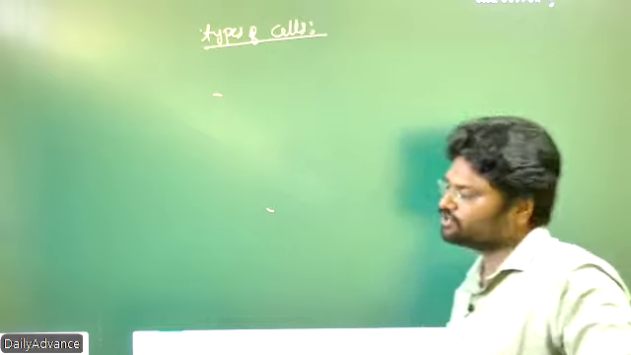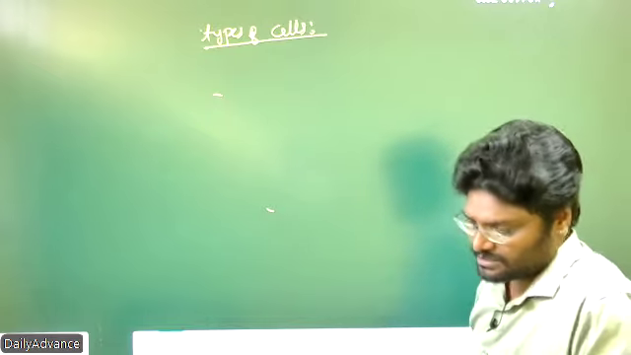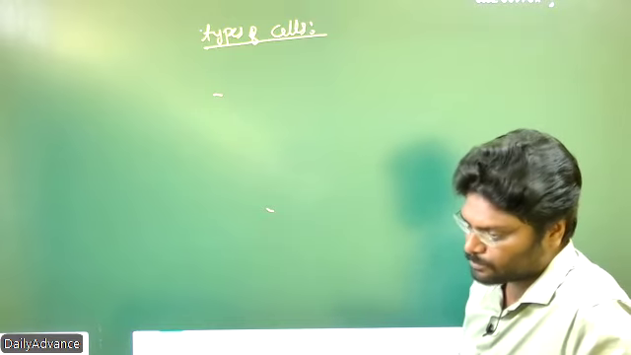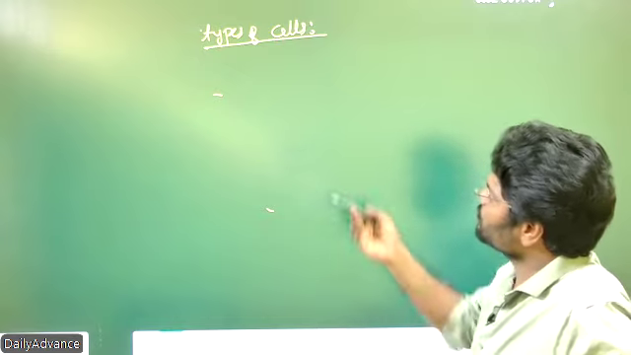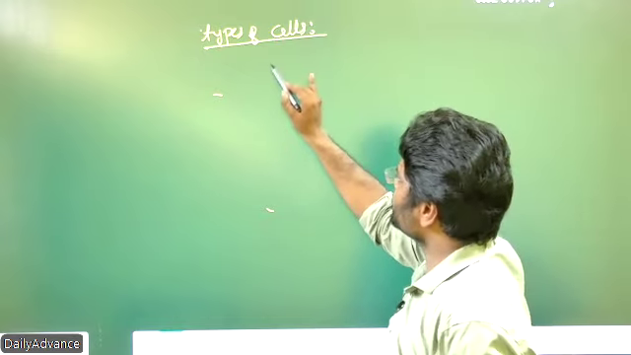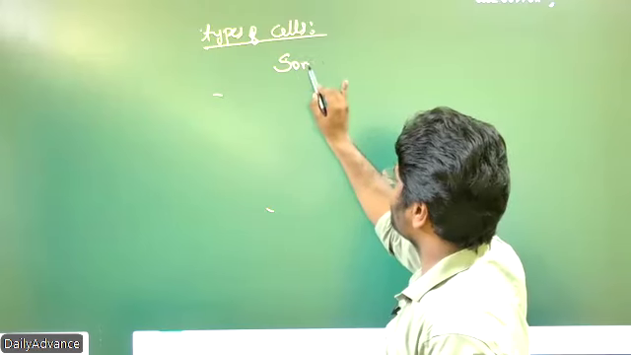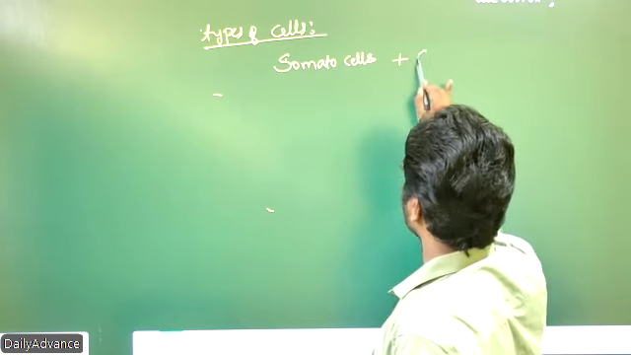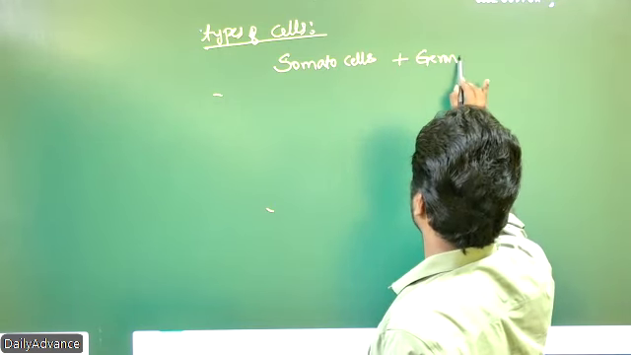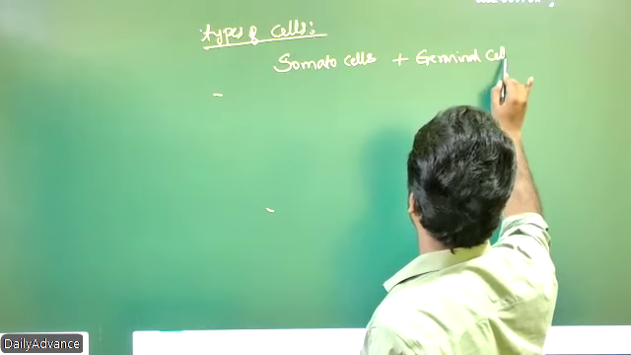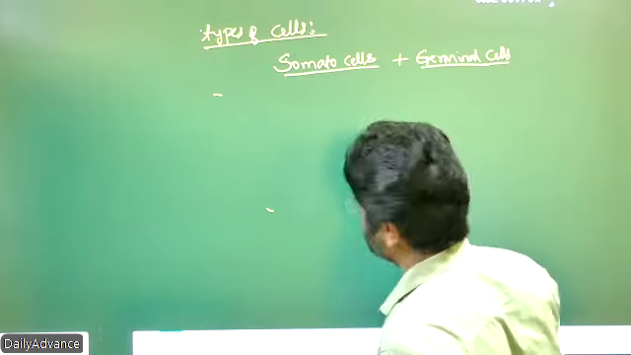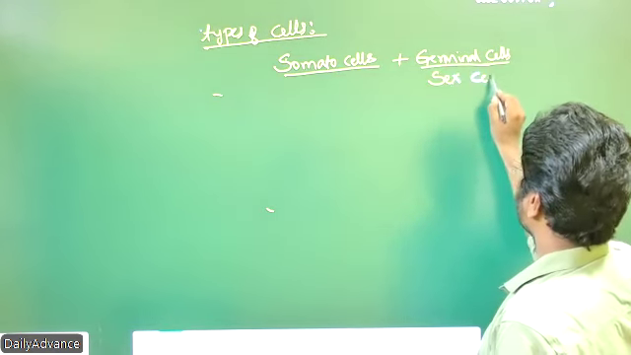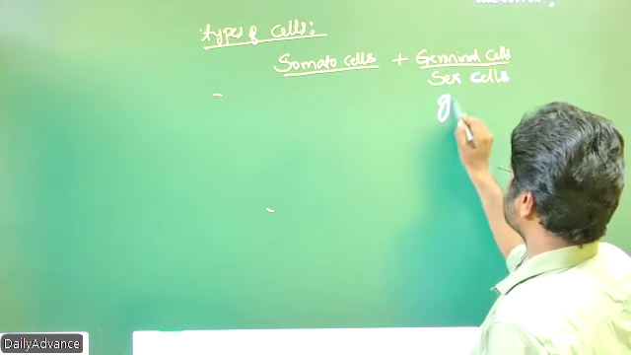So, types of cells in human beings. Forget about other species; now we come to humans only. Anthropology means the study of humans, human biology, human physical features. So, types of cells in humans: we have somatic cells, and germinal cells. Germinal cells are also called sex cells or gametes.